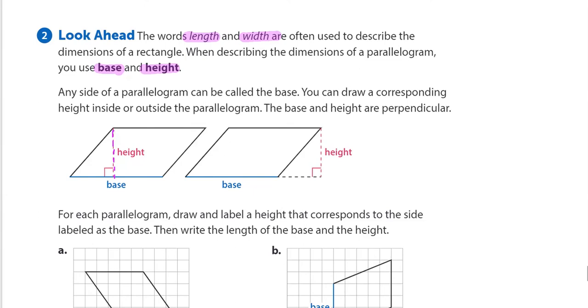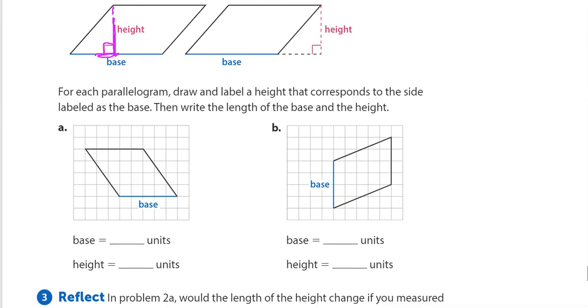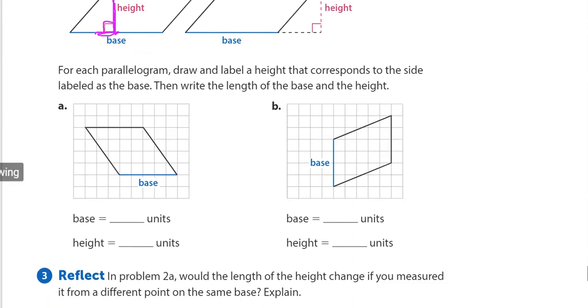Okay, the base and the height are perpendicular. So notice they form a right angle. That means they're perpendicular. Base and height, perpendicular. For each parallelogram, draw and label a height that corresponds to the side that's labeled the base. Okay, so remember we've got our base marked out here. And remember it has to be perpendicular, so we're just going to go up so that it creates a 90-degree angle. There you go. But now this one's called the base and it's sideways, so we're going to have to keep it perpendicular so that it creates a 90-degree angle.